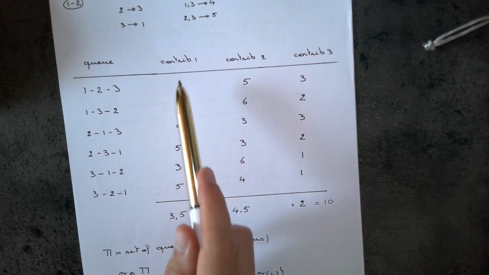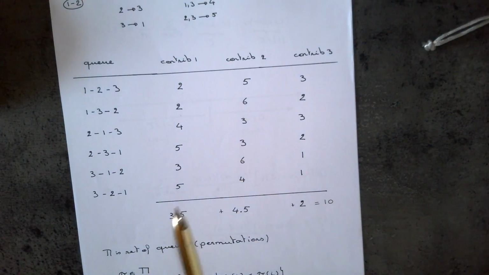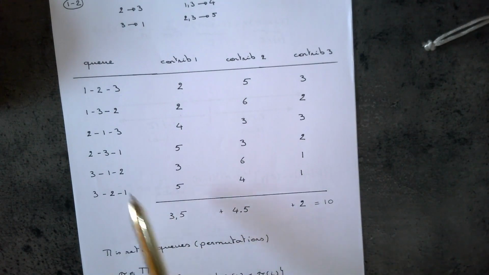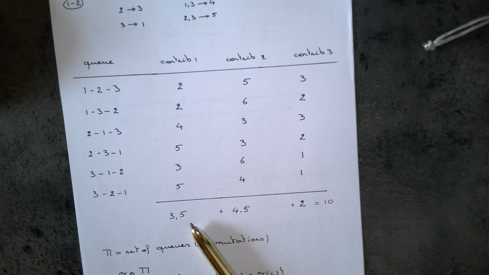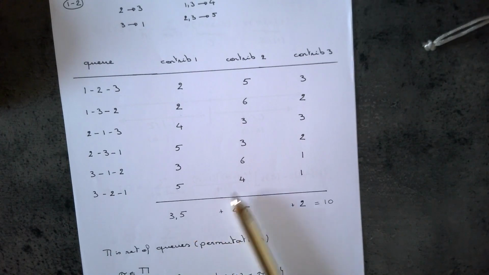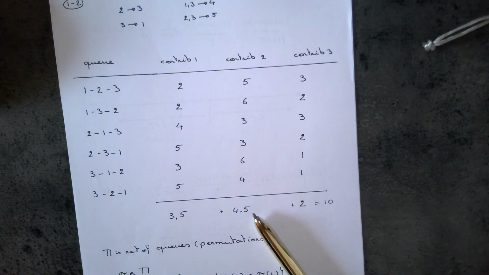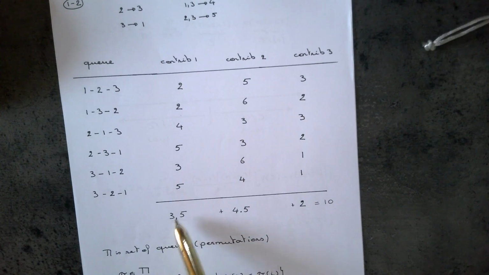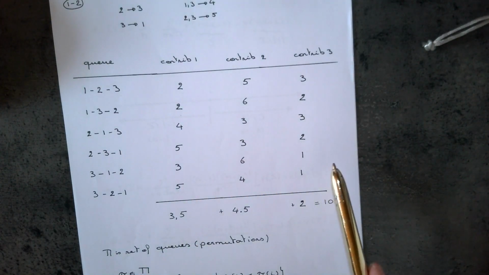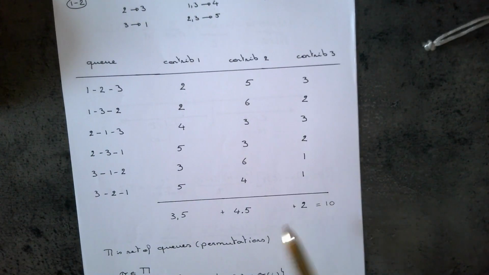So we could then take, for example, the average contributions over all possibilities for player 1, which gives the value of 3.5. And we could also average all the contributions of player 2, which gives 4.5, and then the average over all contributions of player 3 is 2. And of course, because this is an average of different things that add up together, 3.5 plus 4.5 plus 2 is equal to 10. Okay, and actually, these averages here are exactly the Shapley values.